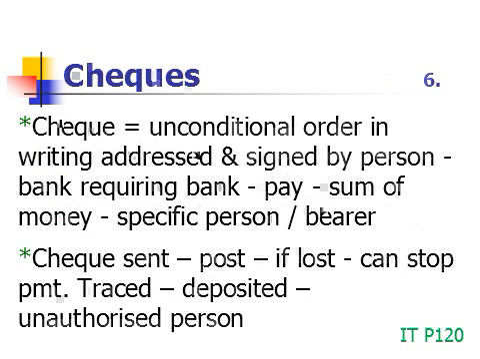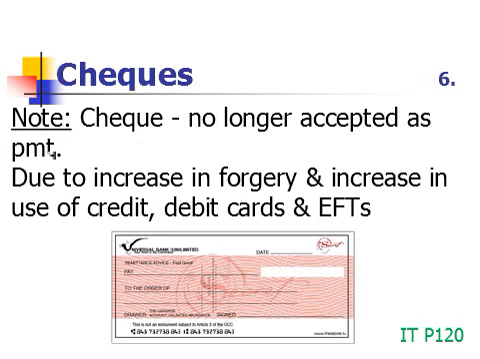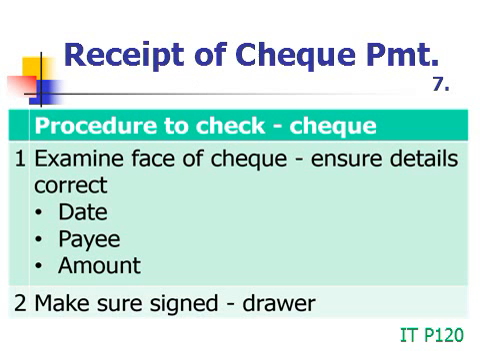6. A check is an unconditional order in writing, addressed and signed by a person to a bank, requiring the bank to pay on demand a certain sum of money to a specific person, or bearer. A check can be sent through the post, because if the check gets lost, payment can be stopped on the check. The check can also be traced if deposited by an unauthorized person. Please note that checks are no longer accepted as a form of payment. This is due to the increase in forgery, and the increase in the use of credit and debit cards and electronic fund transfers, EFT.